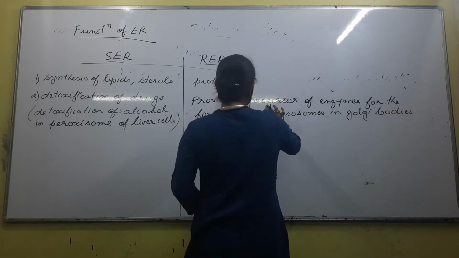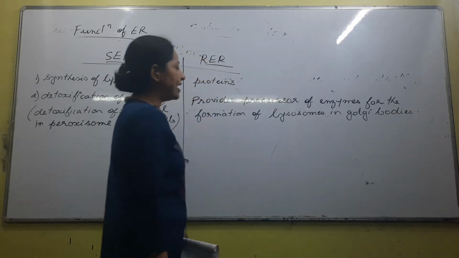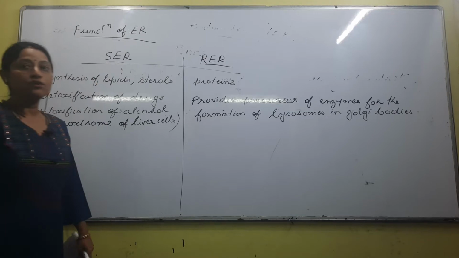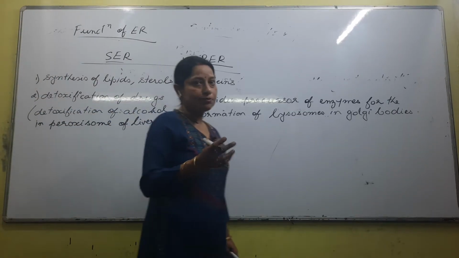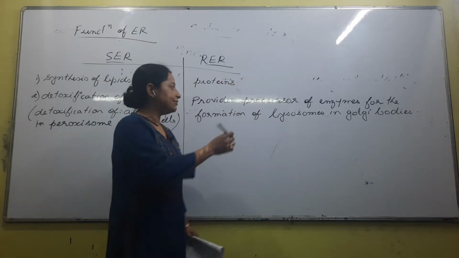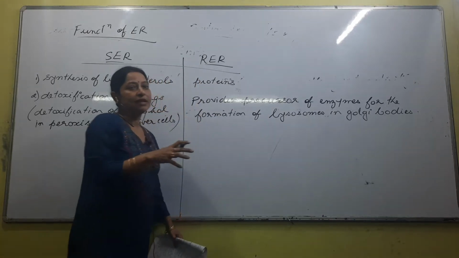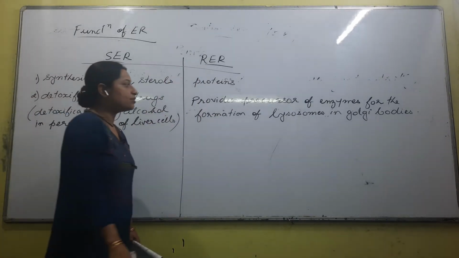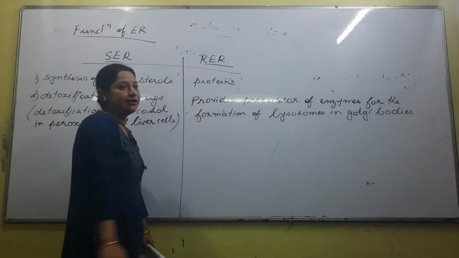Which provides the precursor. Precursor means raw material. Simple meaning is raw material. Anything, if you have to produce something, then what do we need first? Raw materials are needed, right? So if enzymes have to be formed, then something that forms the enzyme is what is called a precursor, right? So who helps in the formation of lysosomes in the Golgi bodies? It is the RER.